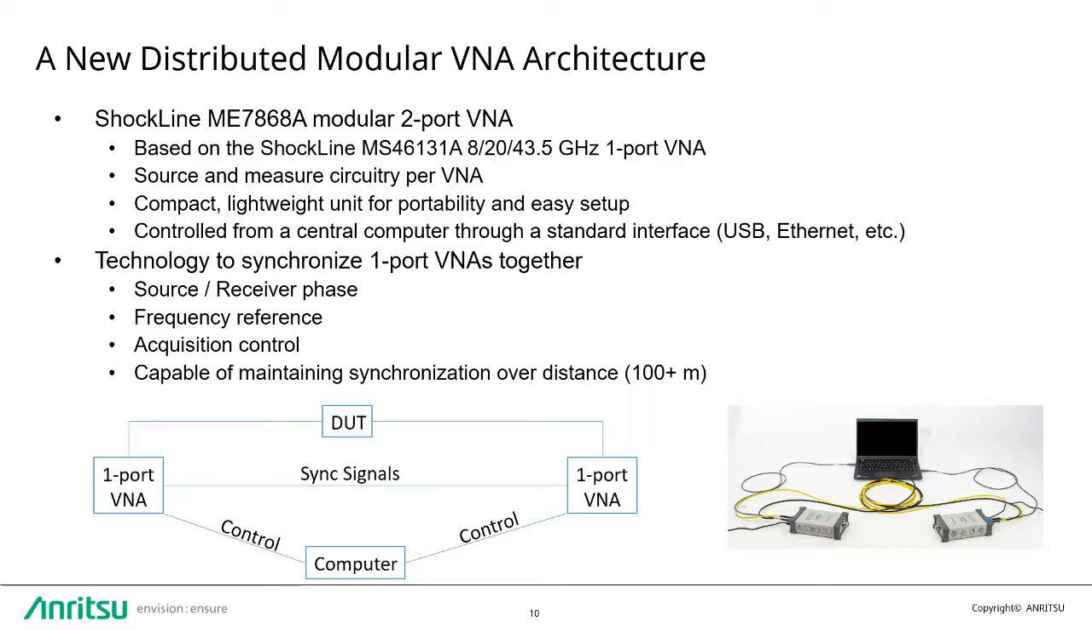The key to making a distributed two-port vector network analyzer out of two independent one-port VNAs is the synchronization technology. Source and receiver phase, frequency reference, and measurement acquisition control must be handled by the synchronization scheme, which we call phase link. With the patent-pending phase link technology, the two MS46131As can be synchronized at distances of 100 meters or more to enable vector S-parameter measurements over distance without the insertion loss and measurement instability introduced by using long port cables.